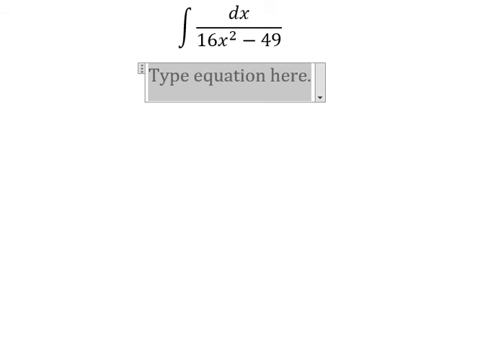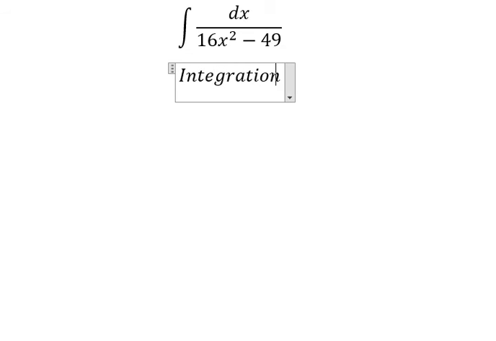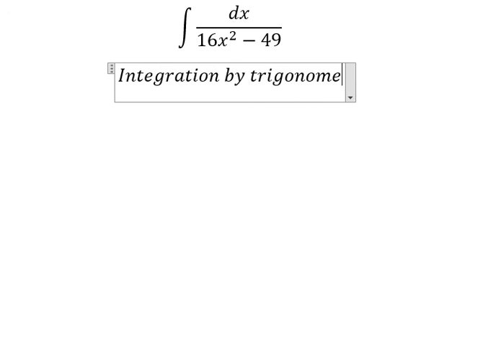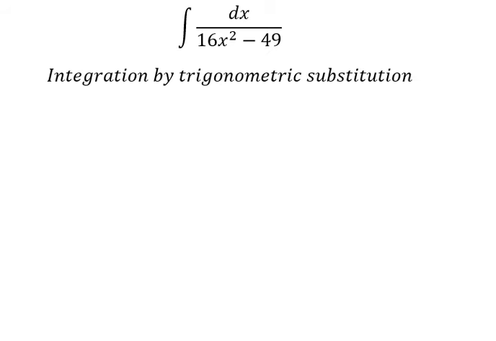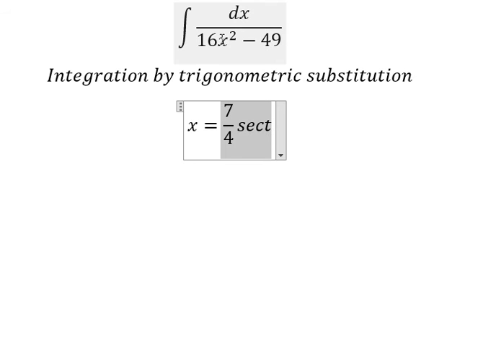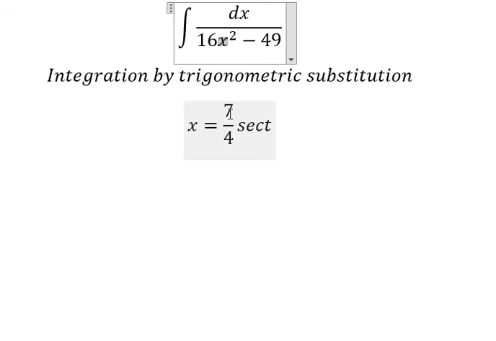We need to use integration by trigonometric substitution. So I will put s equals 7 over 4 secant of t, because if I put this one going here, we have 49 over 16 secant squared of t.